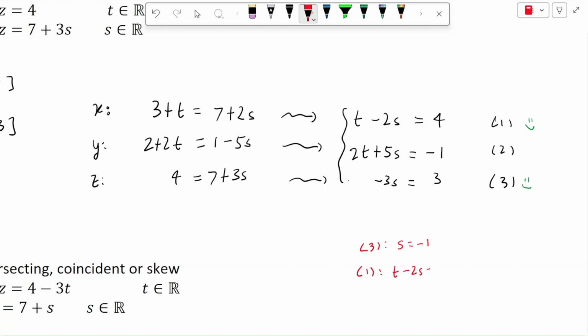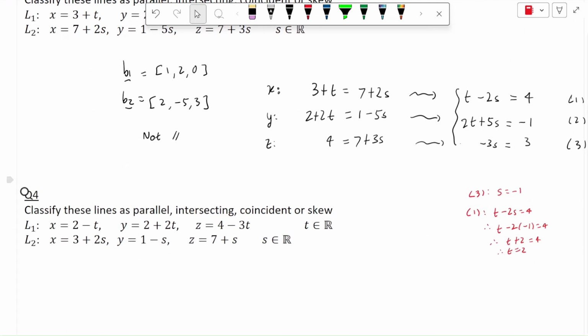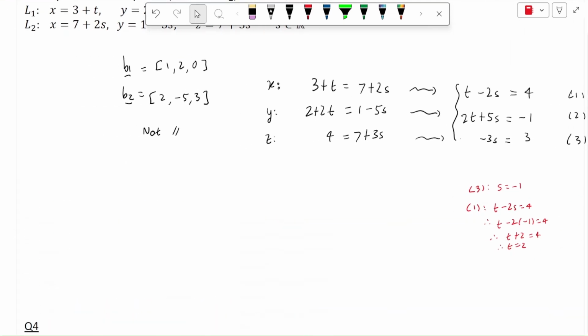t take 2s is 4. So t take 2 lots of minus 1 is 4. So t plus 2 is 4. So t is 2. So that's what we get there. s is minus 1 and t is 2. So now that we know that t is 2 and s is minus 1, we can work out the corresponding points for each of those on each line.